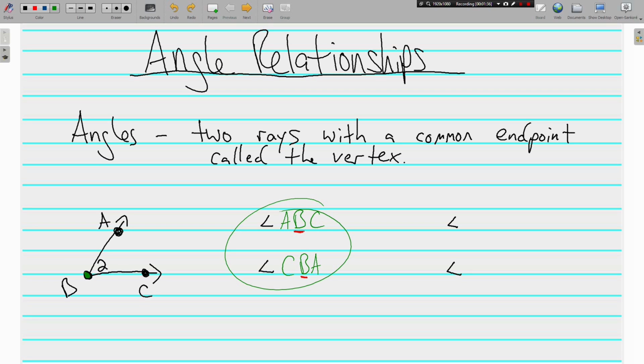Two other ways of writing down this angle, which is very rare, but sometimes you'll see an angle named by only its vertex, and in some cases there'll be a number inside the angle that you can name it by. So this angle could also be called angle B or angle 2. Let's move on.